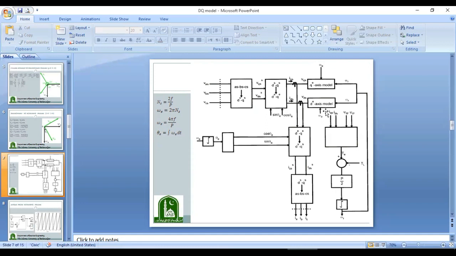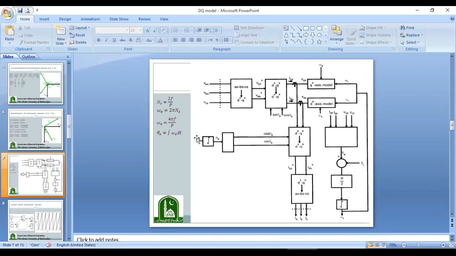So these fluxes and currents will be used to calculate the electromagnetic torque TE of the induction motor, and combined with the applied load torque, we will calculate omega R, which is the rotor mechanical speed, and that omega R will be fed back to these blocks, and these blocks will give us the currents and the fluxes. So this is the block diagram framework of the DQ model of induction motor.